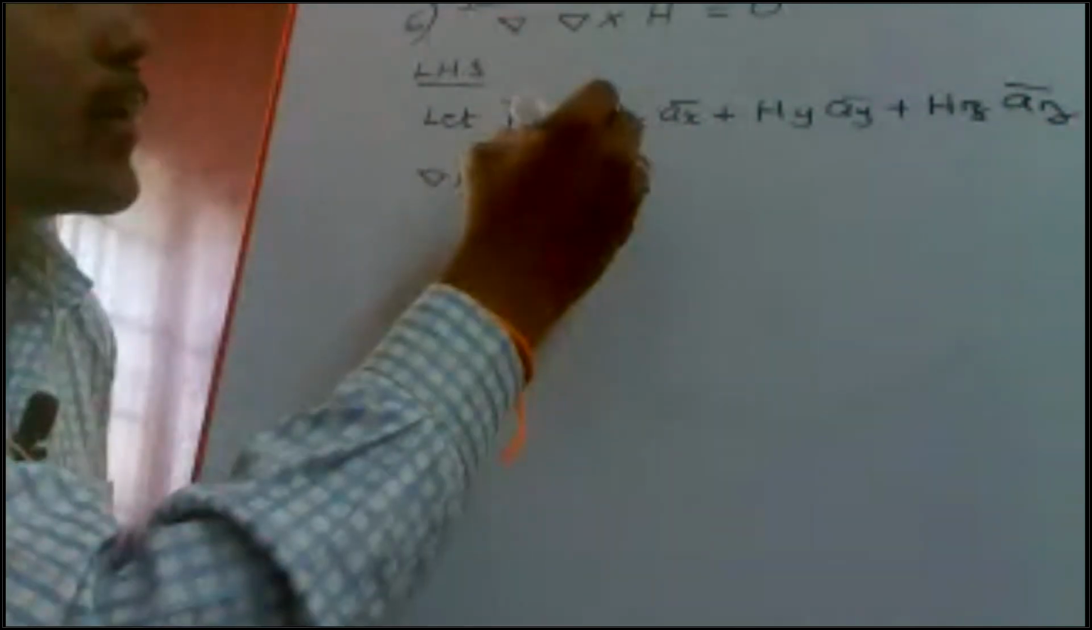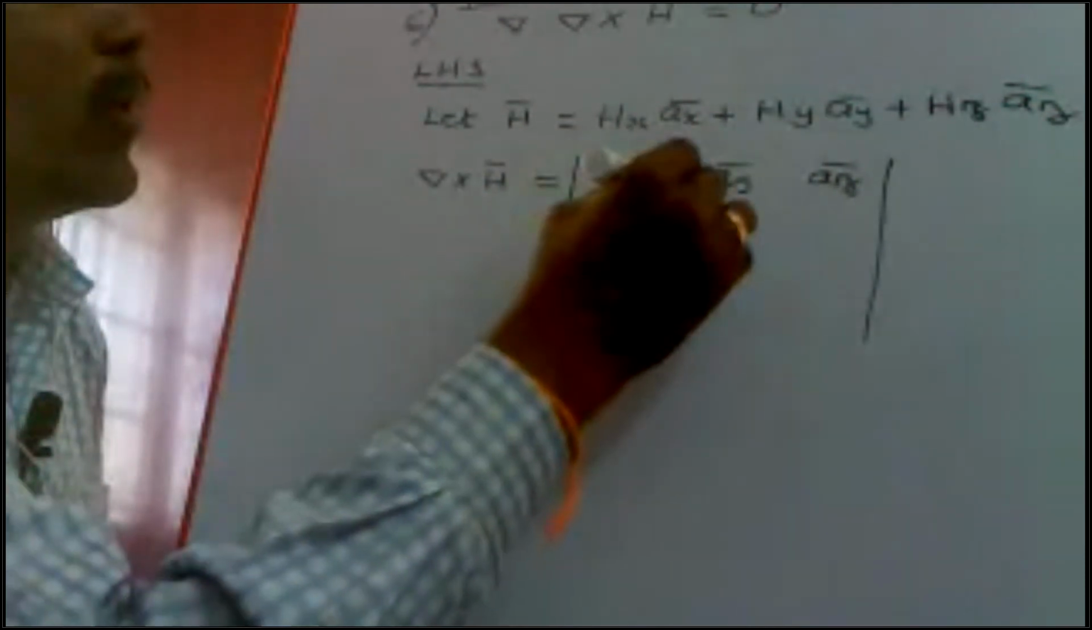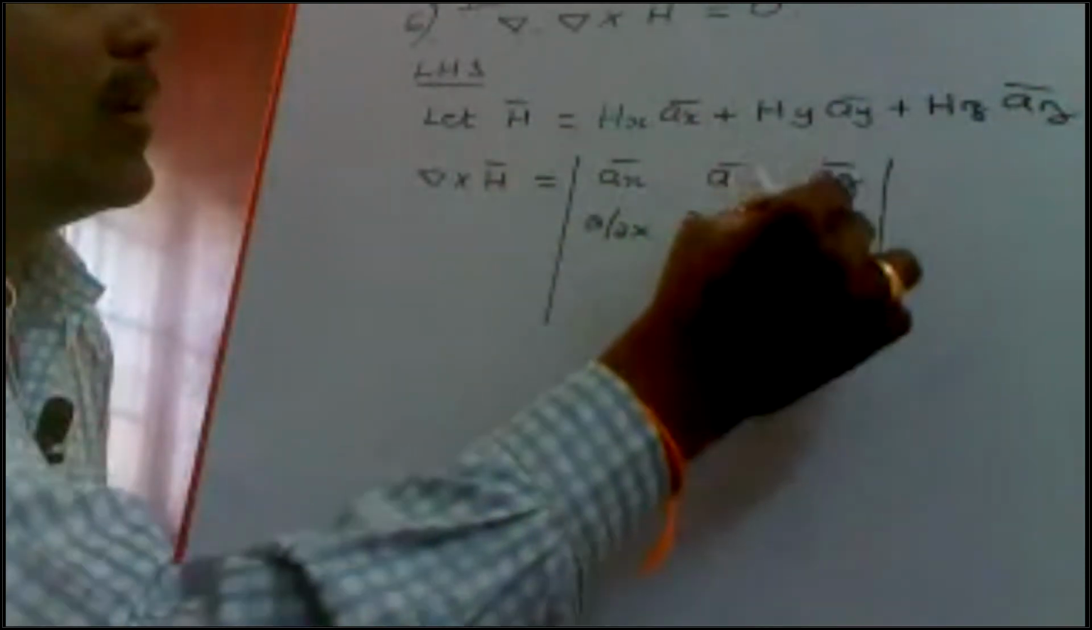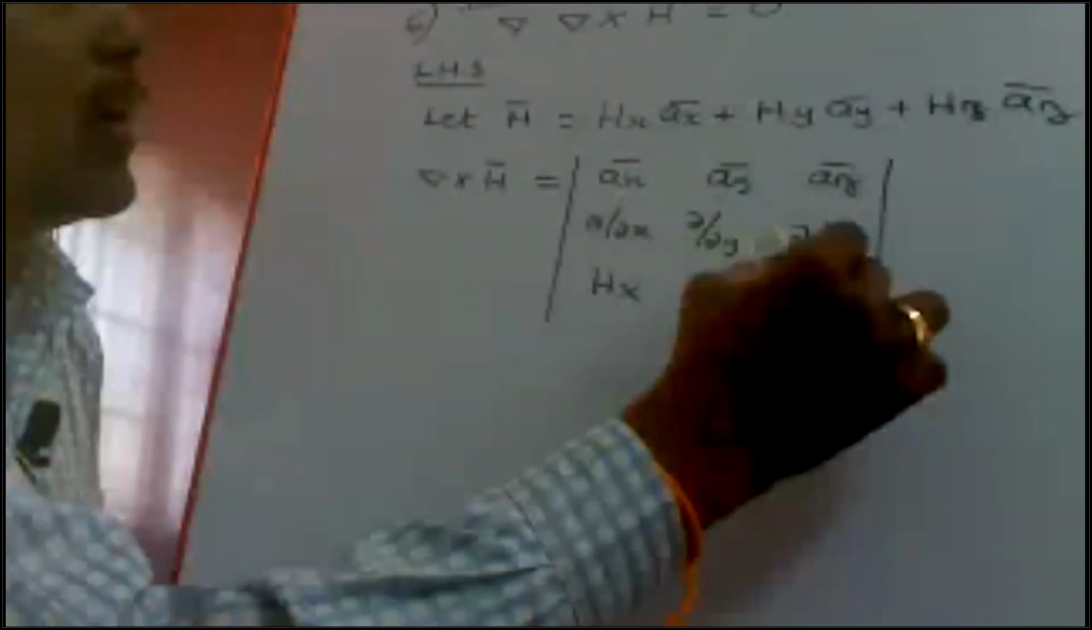Del cross h, what operation is it? It is a cross product, that means curl. So we use a matrix. As usual, the first row is the unit vectors ax, ay, az. The second row is del: dou by dou x, dou by dou y, dou by dou z. The third row is the coefficients of h: hx, hy, hz. Is it okay? Now we have to perform the determinant. Ax vector into.